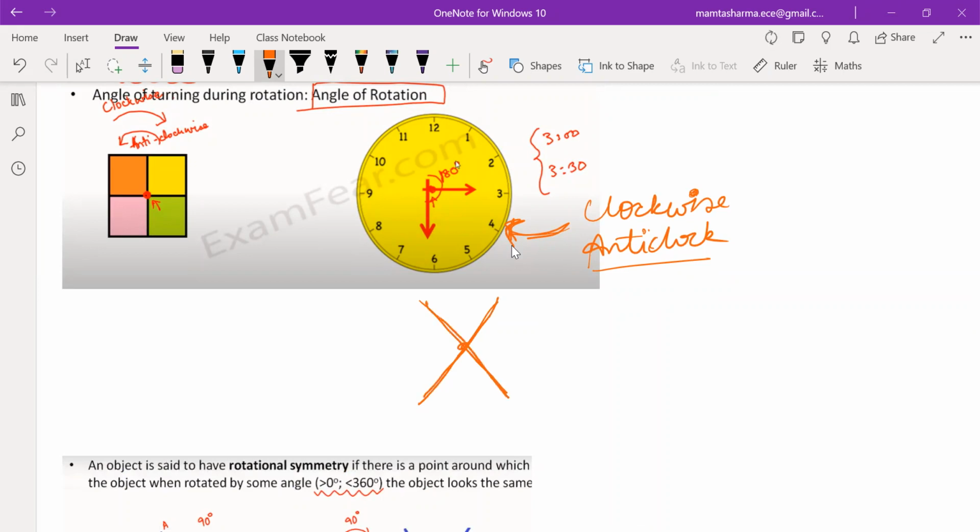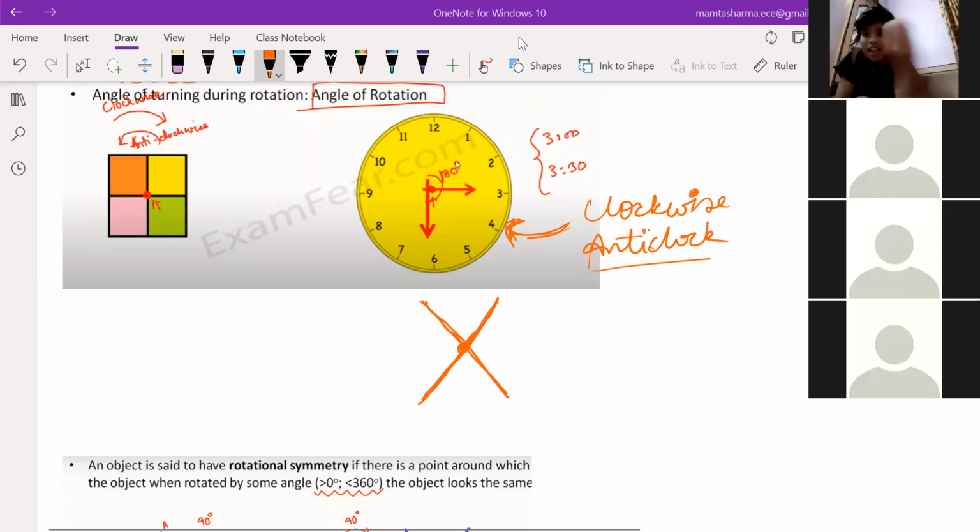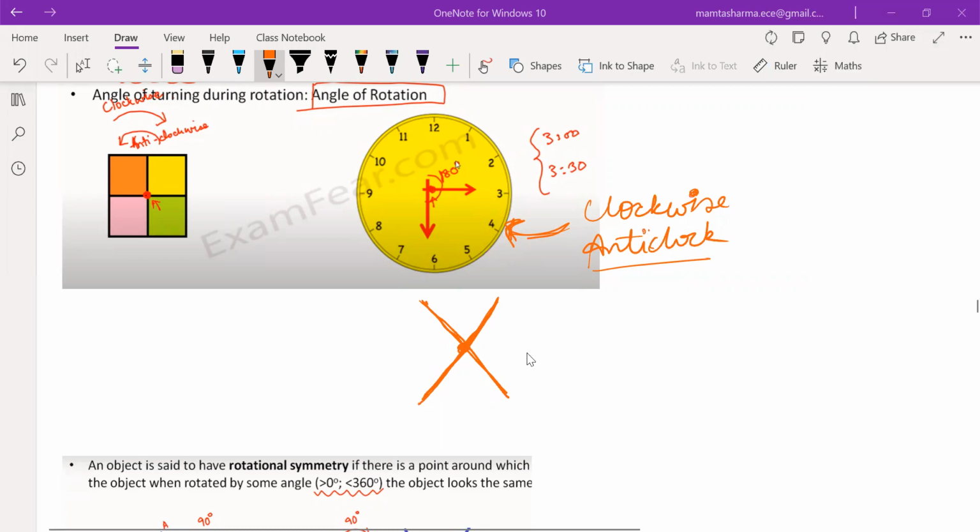Now if I say this is an object, find out the rotational symmetry of this object. This is an X. You have to find out the order of rotational symmetry. Is it 180 degrees? Yes, angle of rotation would be 180 degree. When you rotate it by 180 degree, then you will get the same figure.